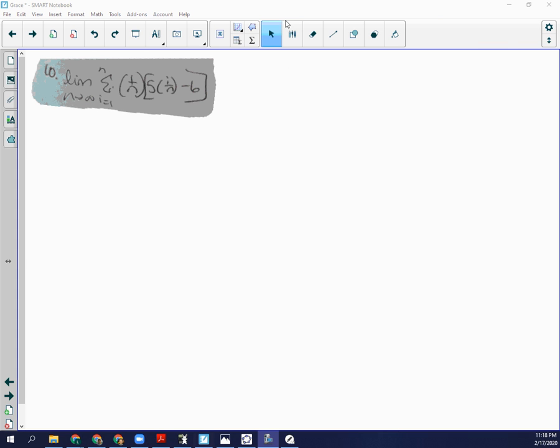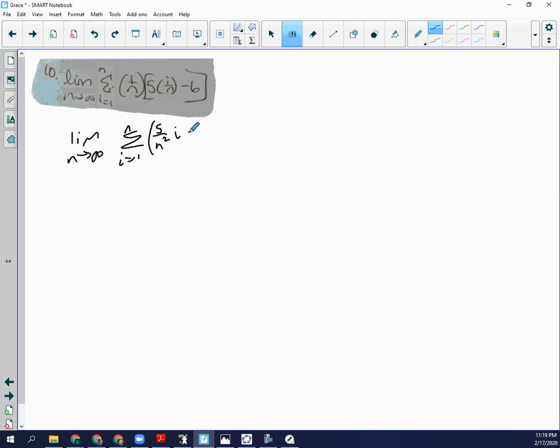Alright, last one. Limit as n approaches infinity of the sum i equals 1 to n of, let's distribute this 1 over n in here and do it like we did the last one. We could pull the 1 over n out front, but just to be different, like I did last time. So 1 over n times 5i over n. I'm going to get 5 over n squared times i, minus 6.